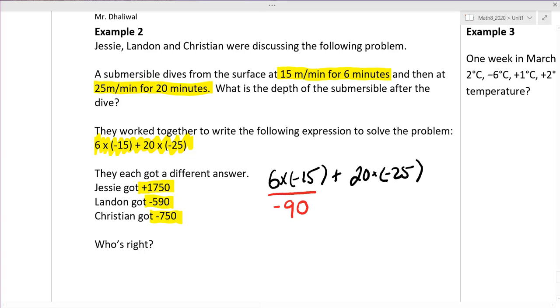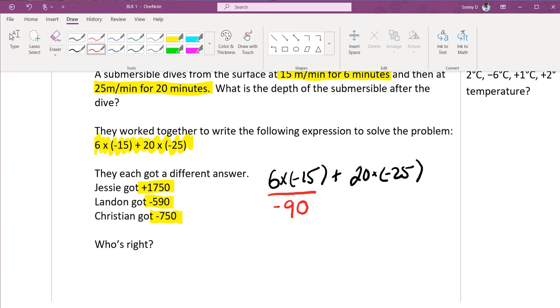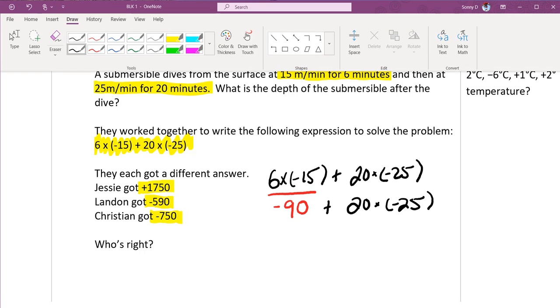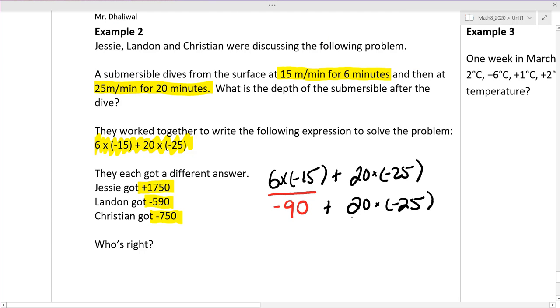Then we still have the rest of this sitting here. And then do we do the next set of brackets? Yeah, the next set of brackets or the multiplication we're sitting there. So what would that be? So next we're doing 20 times negative 25. Yes, Gordon? Negative 500.